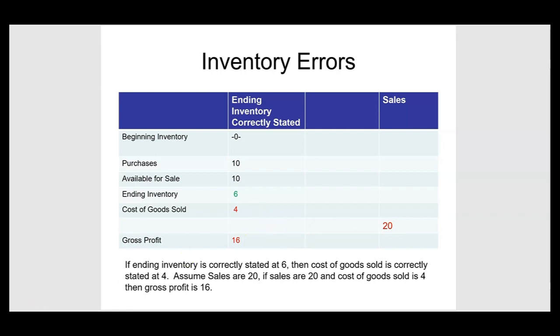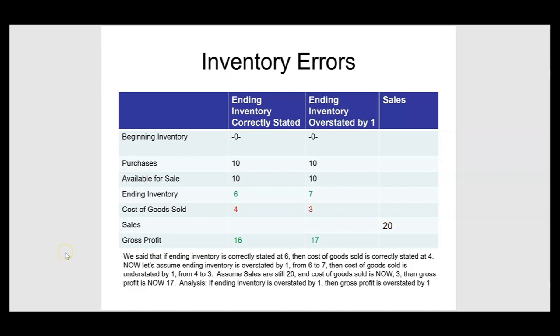Now, all of this is assuming that ending inventory is correctly stated at $6, because if ending inventory is correctly stated at 6, then cost of goods sold is correctly stated at 4. And if cost of goods sold is correct at 4, then gross profit must be 16, assuming sales are 20. Now that's before any errors, right? Now let's bring in the errors.